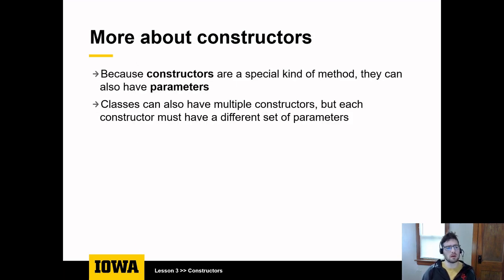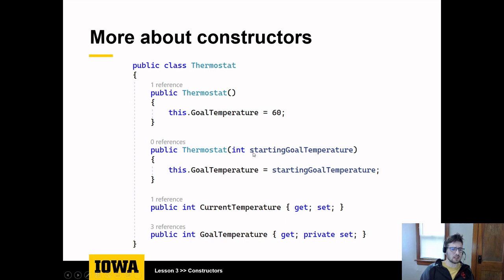Okay, so some more about constructors. Because I said constructors are a special kind of method, that means they can also have parameters just like a method can. Furthermore, classes can also have multiple constructors, but the key is that each constructor must have a different set of parameters. Okay, so let's see an example of that. So here is another derivative of the thermostat class where we have the constructor we just saw, right? This constructor takes no parameters. That's why we just have open close parentheses here.